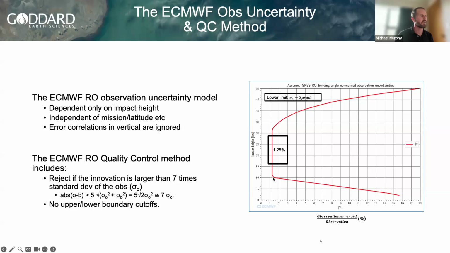to 10 kilometers impact height, after which it's constant, 1.25% with a lower floor of 3 microradians, which results in this curve you see in the upper levels. And there's no cutoffs depending on what mission it is, and there's no inflation of errors going on, as there was in the other method.